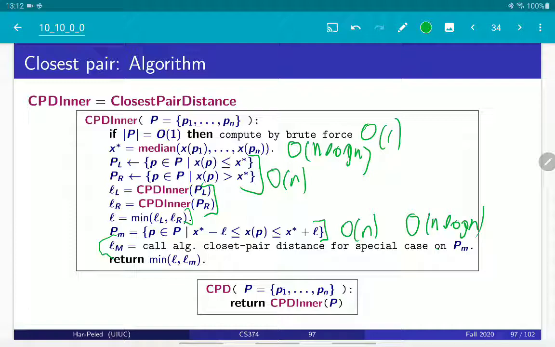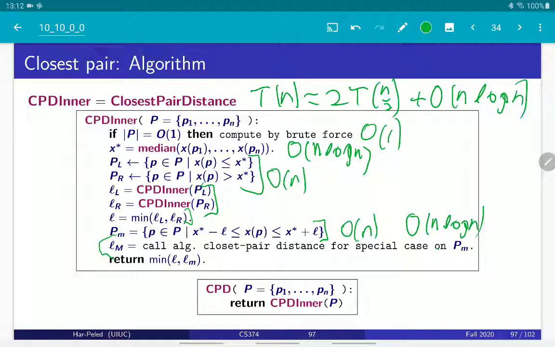Okay. So if you write down the recurrence, you get the following. T of n is equal to 2T(n/2) plus O(n log n). Right? So that bounds the running time. The correctness is again easy because either the closest pair distance is in the left side or the right side. If so, the recursive call would compute it, or it's across the line, but then it must be realized by 2 points in the middle set that are crossing the splitting line, and then the special algorithm would find this distance. So that's the correctness.